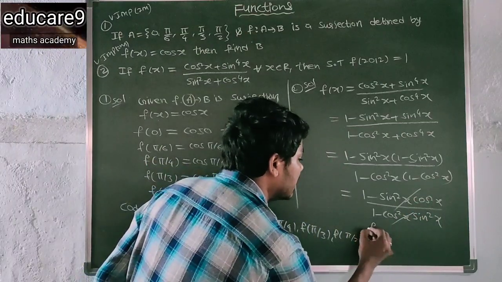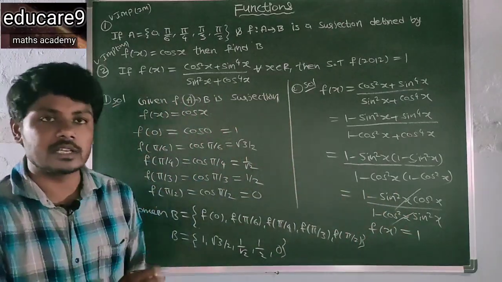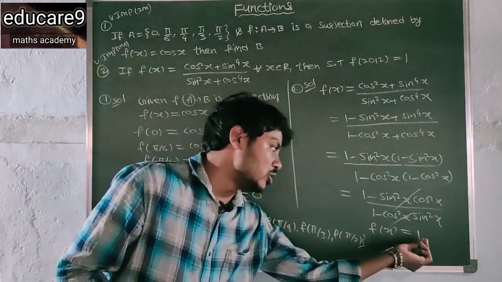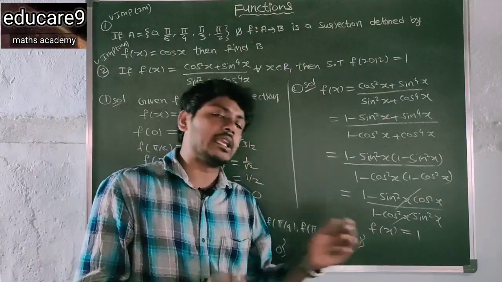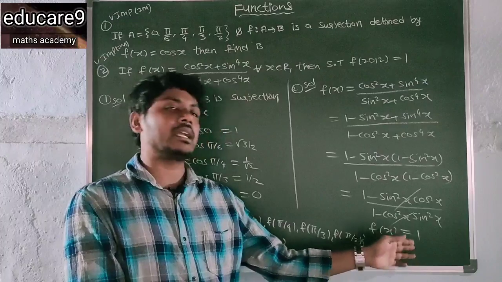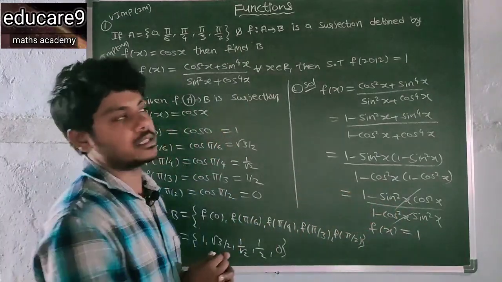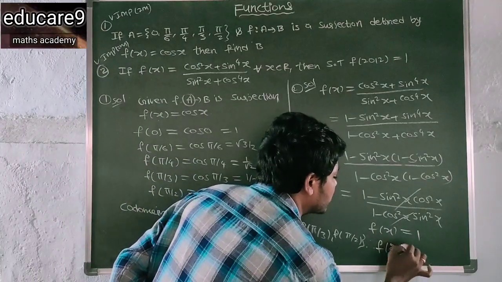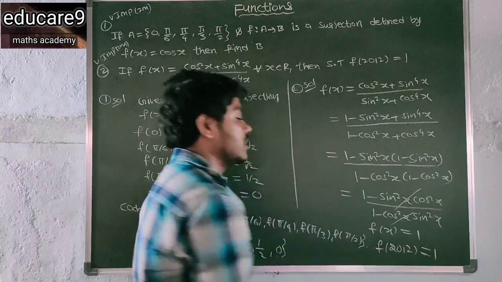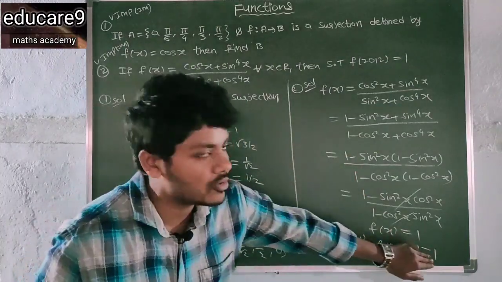What you get? f of x is equal to 1. This is a constant function. So there is no x on the right-hand side. So then you can put any value of x, you get 1 only, because there is no x on the right-hand side. So therefore clearly f of 2012 is also 1. So f of 1 is also 1, f of 2 is also 1, f of any value is also 1.